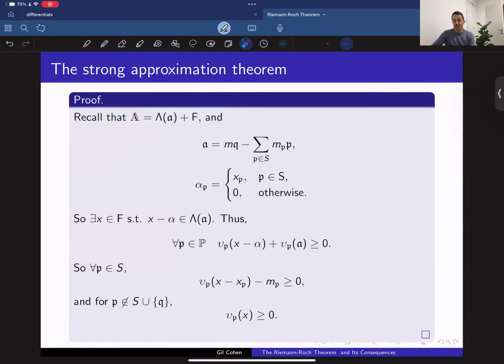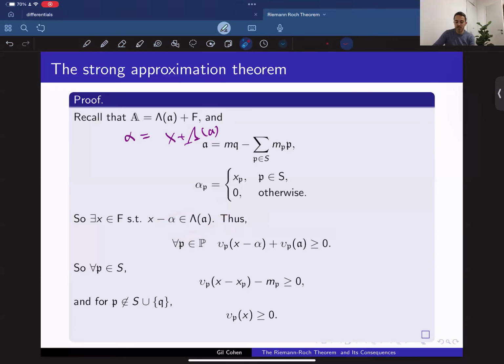And because we know that every adele can be written as an adele in lambda A plus F, then we know that there is some element X such that X minus alpha is in the lambda space of A. Right, so for our particular alpha, you can always write it as alpha plus something in lambda A, as X plus something in the lambda space of A. So this means that X minus alpha is in the lambda space of A.